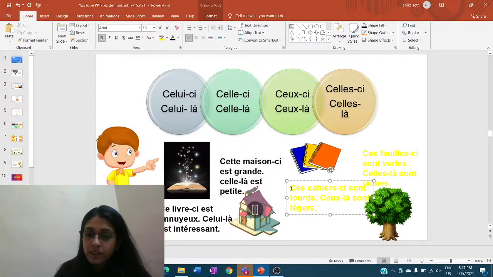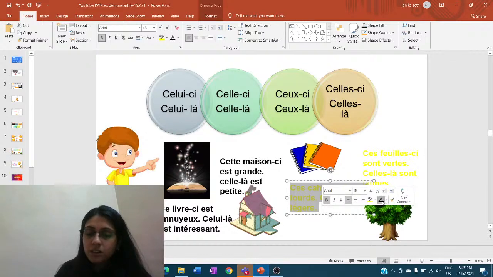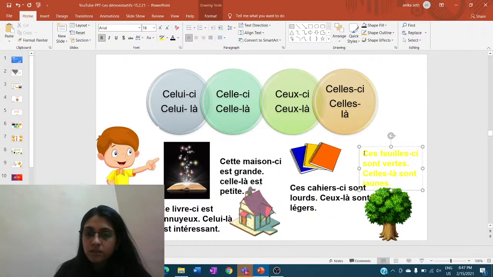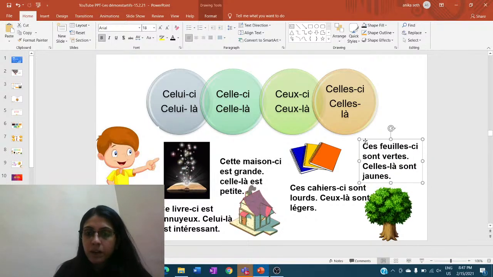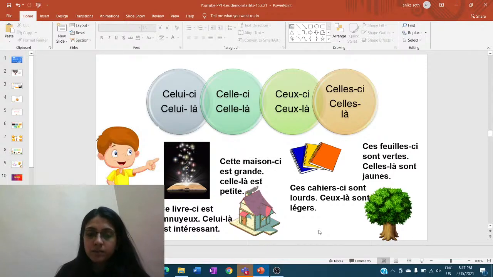The one there. That means we are comparing two nouns. We are comparing two nouns, that is livre, but we are saying the one here and the one there. Right? Same way, cette maison-ci est grande, celle-là est petite. Now again, there are two houses which we are comparing, this one and that one. So this house here is big, the one there is small. So we are comparing two houses.